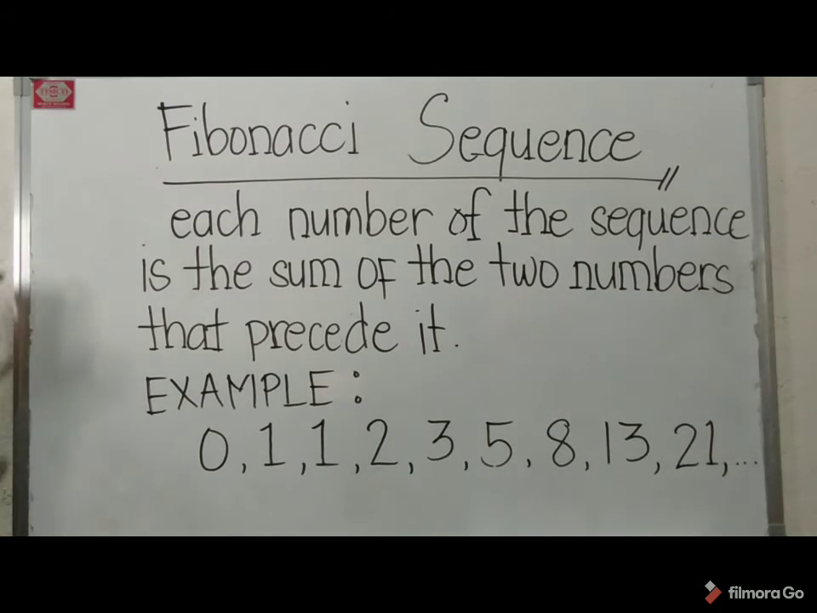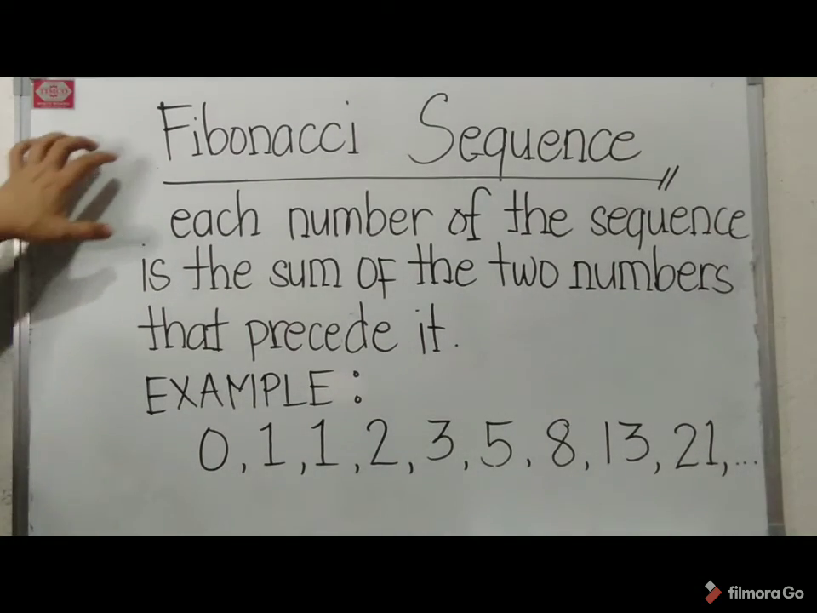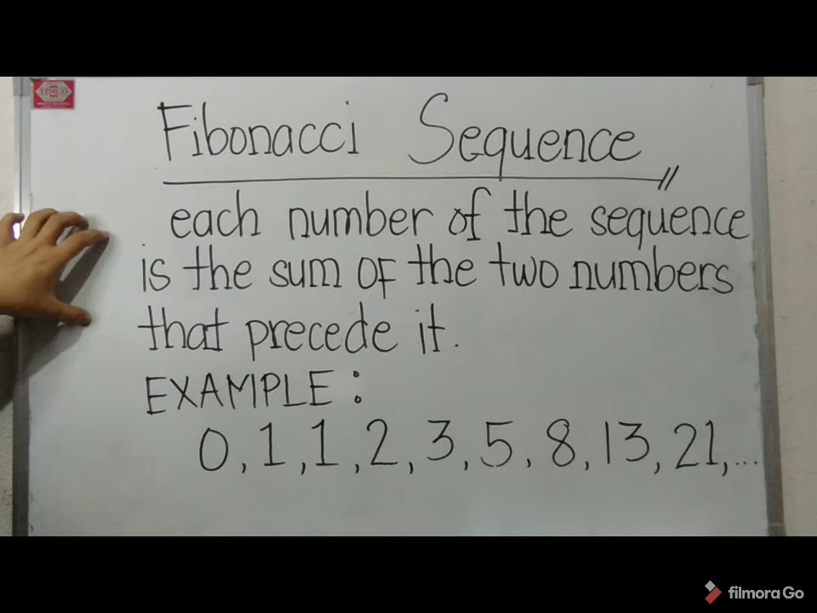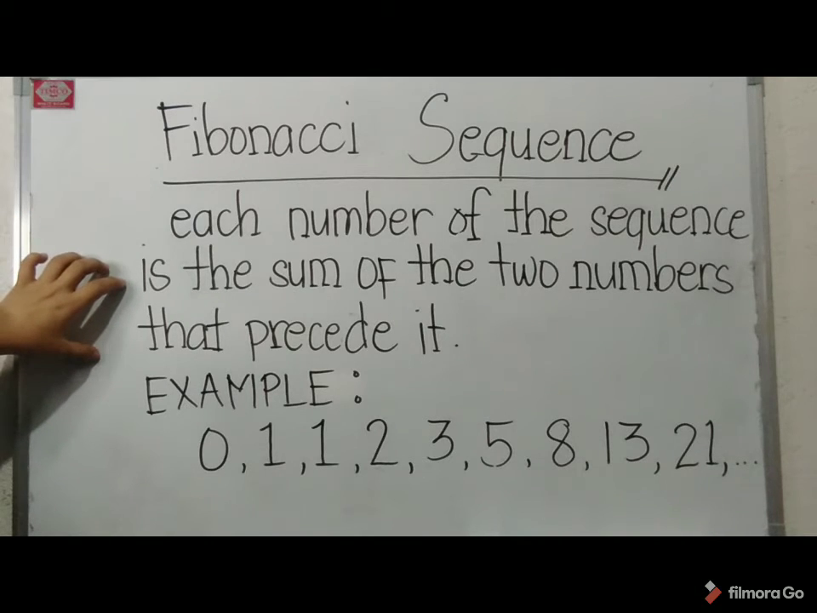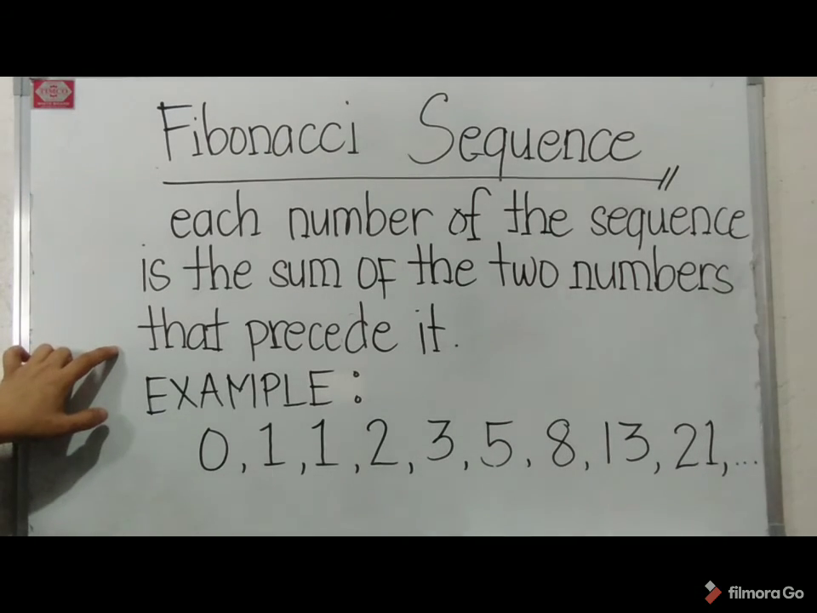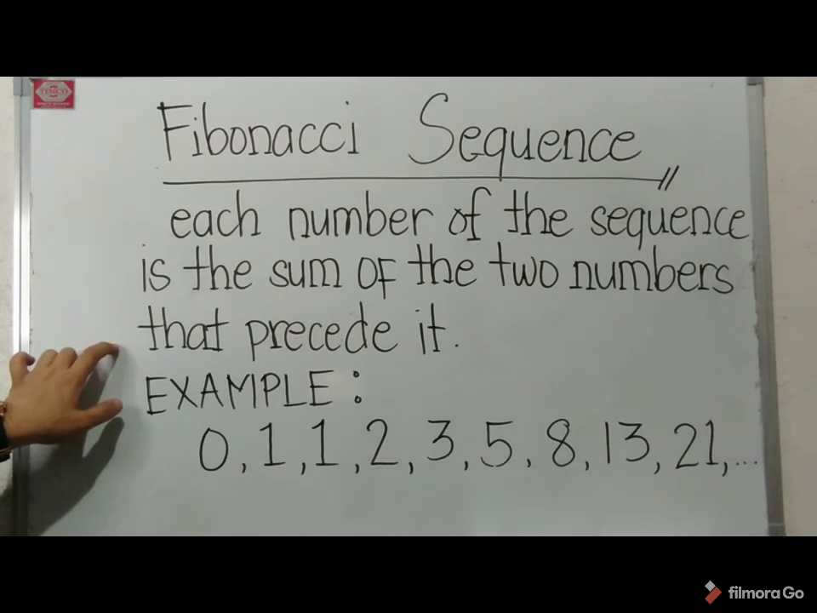Okay. Let us proceed with Fibonacci sequence. So, sa Fibonacci sequence class, each number of the sequence is the sum of the two numbers that precede it. Class, when we say Fibonacci sequence, ang pinaka the best na siguro na examples na maibigay natin yung pagtubo ng dahon ng mga halaman, pati yung petals ng mga bulaklak.